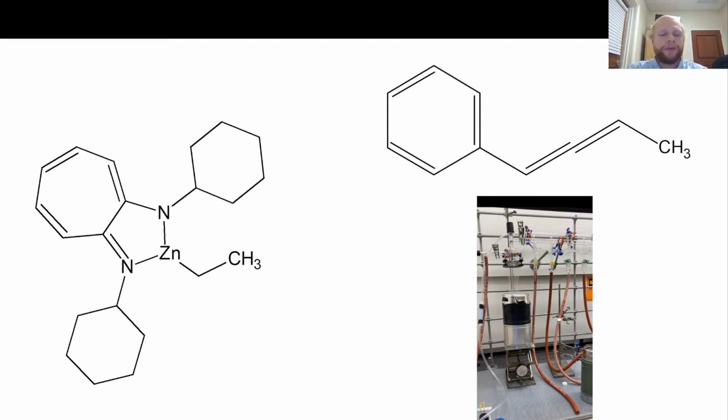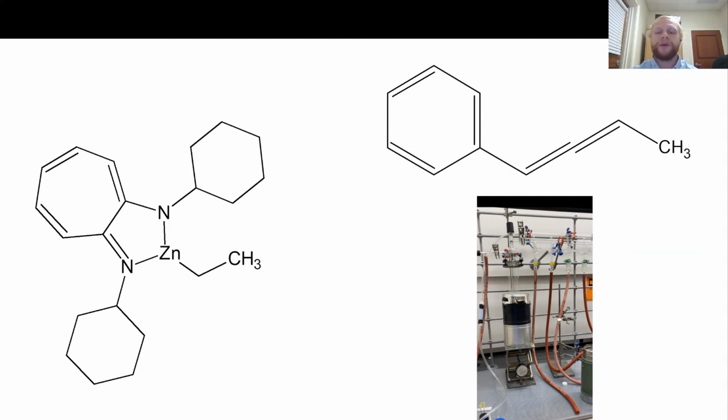Zinc is a much cheaper metal than the metals that have been used for these types of catalysts in the past, such as gold and silver. And so using zinc as a much cheaper metal is much more cost effective in production. Also, this intermolecular hydroamination reaction of allenes is much more atom efficient. So there's less chemical waste that's produced, and so it's much better for the environment and a much greener reaction to perform.